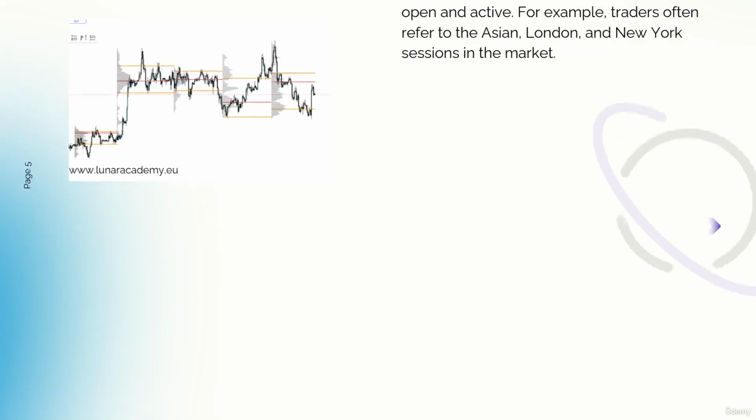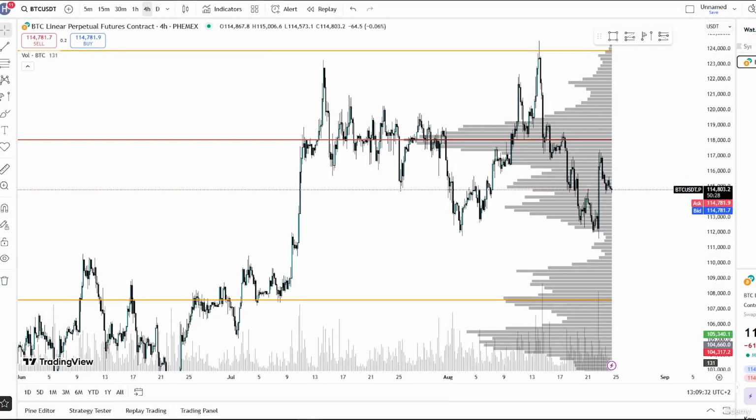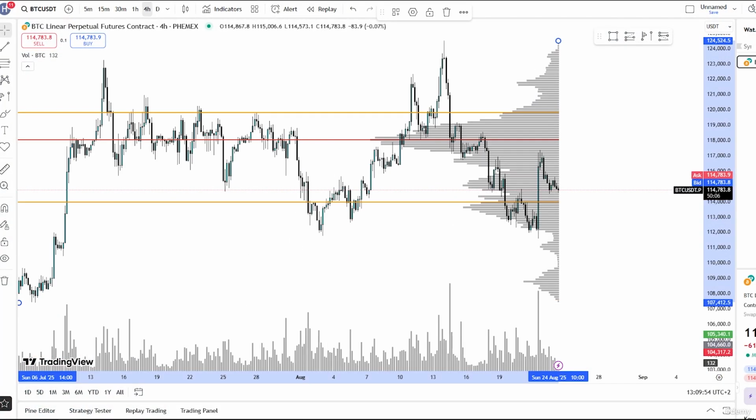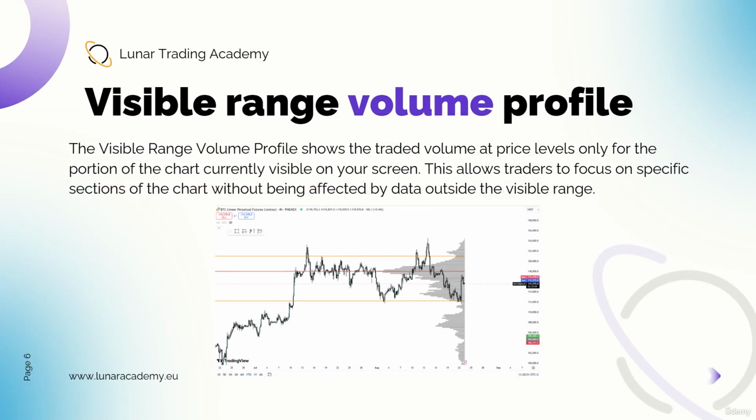Another method is the visible range volume profile. This measures only the section of the chart that is currently visible. So when you zoom in or zoom out, the volume profile is calculated just for the part you can see. That's why it's called visible range volume profile.